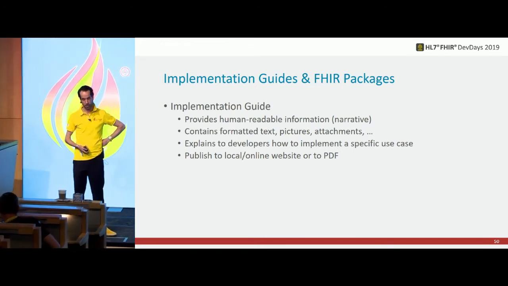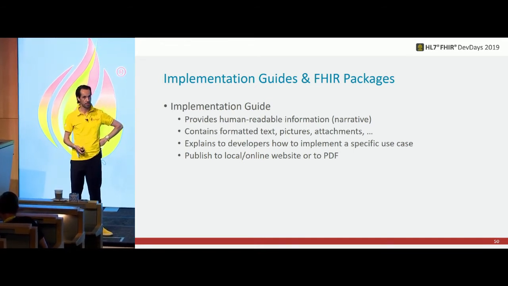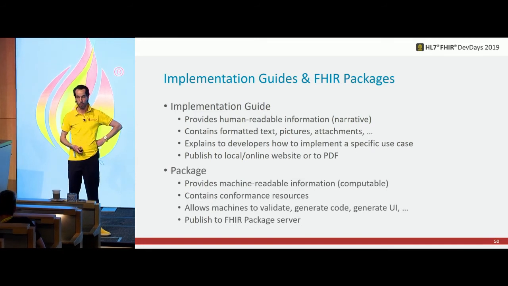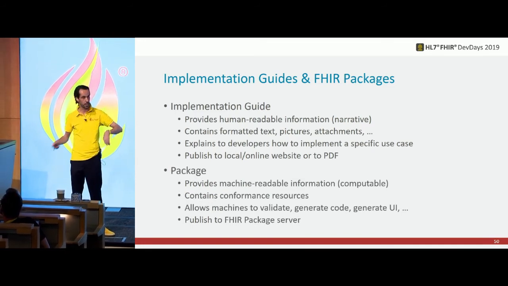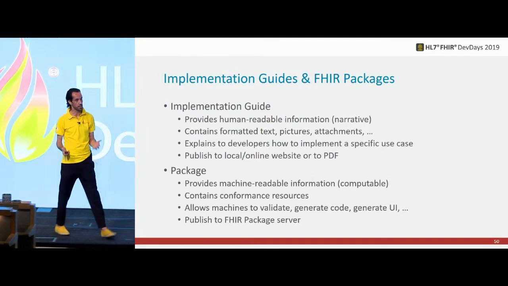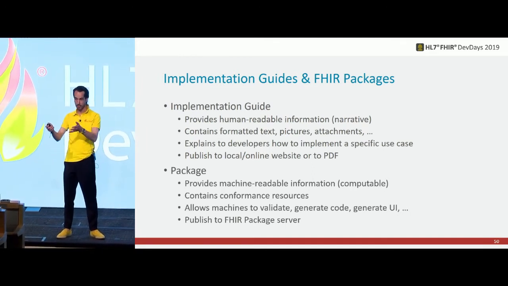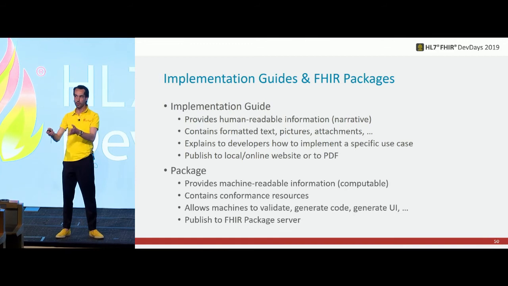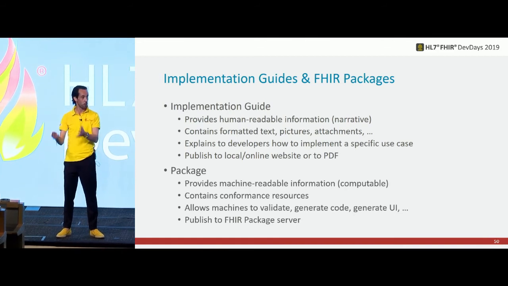As I mentioned, part of the IG is focused at humans, and part of the IG is focused at machines, and it ties it all together. So everything is in there. It's the complete set that is needed to implement your use case. If you give this to the developer, he shouldn't really have to call you anymore. You should have all the information necessary to build the use case.